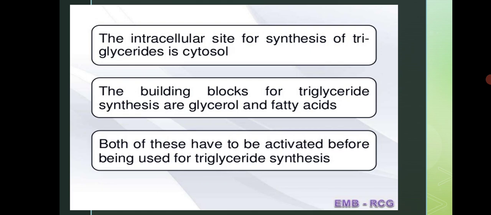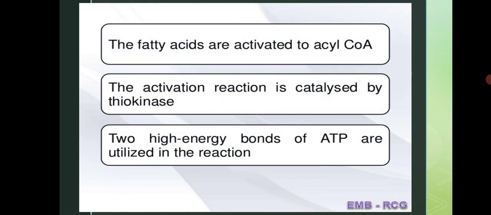So when we are looking at synthesis, suppose we want to synthesize triglycerides, so it is necessary that you must have fatty acid and you must have glycerol. Okay, so that is the need for the synthesis of triacylglycerol or triglycerides. The fatty acids are activated to acyl CoA. Fatty acids are activated to the acyl CoA, and actually this is the start of the synthesis process. This is the start, that we need precursors: fatty acid and glycerol.